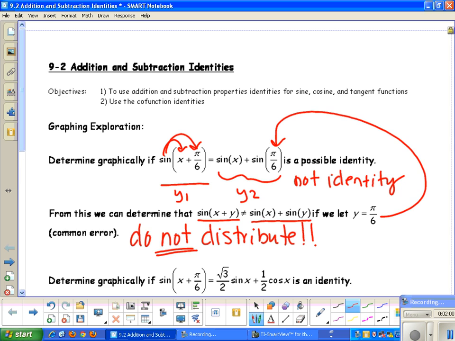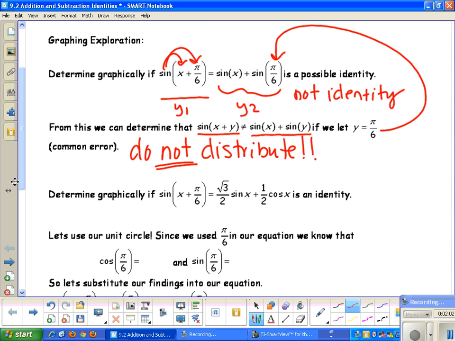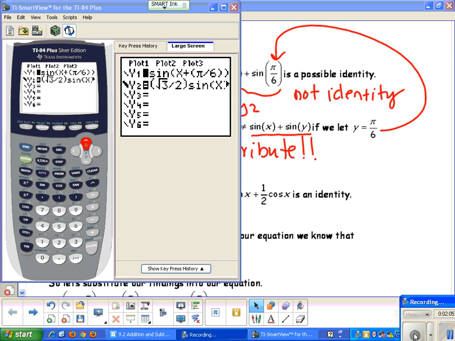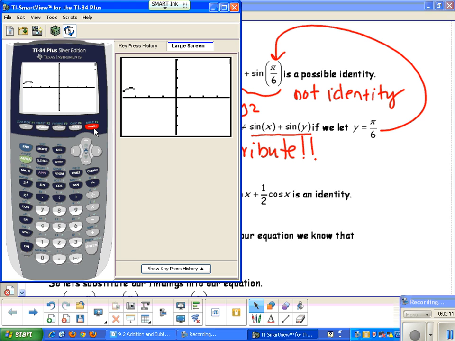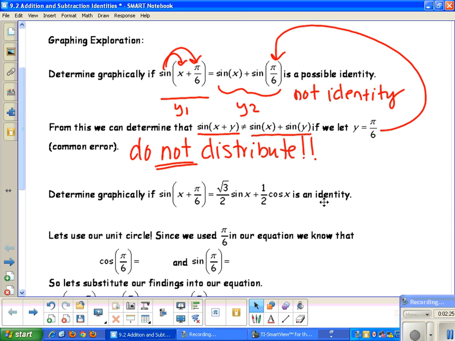So let's go ahead and take a look at this next problem, and you guys should plug this into your calculator. I'm going to plug it into mine. So after I plug this into my y equals y1 and y2, then I'm going to hit graph. Don't forget, make sure that you're in radian mode. So here's my first equation. And look at my second equation, they're right on top of each other, so then we could say that, yes, this is a possible identity. So when I go over here, I'm going to say yes.